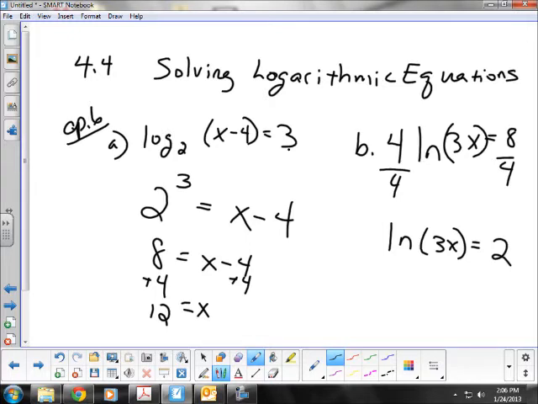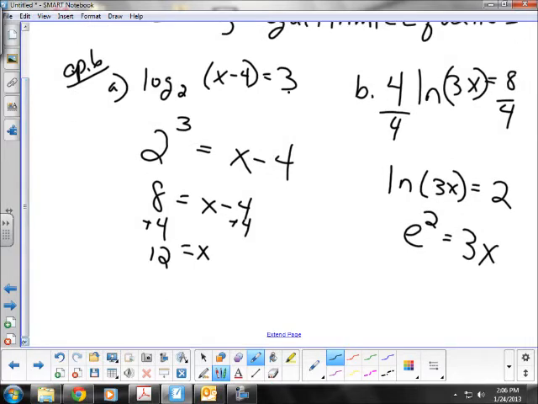Now, the problem with this one that some people seem to forget a little bit is what is my base when it's an ln? E. It's E. So E to the answer, which is 2, is equal to the argument, which is 3x. Remember, E is just a number. So to solve this for x, you're going to divide by 3. And if you'll hit your E button, and then you just raise it to the second power, get that answer, and then divide by 3. And you'll get an approximate answer because E is an irrational number. 2.46.